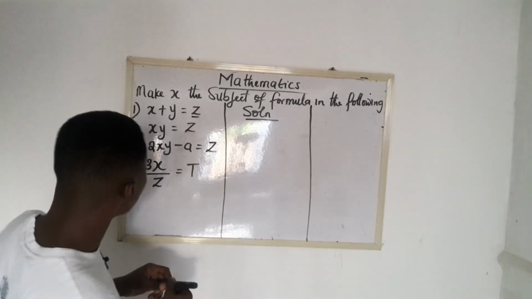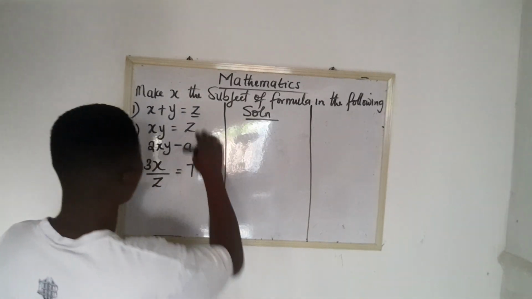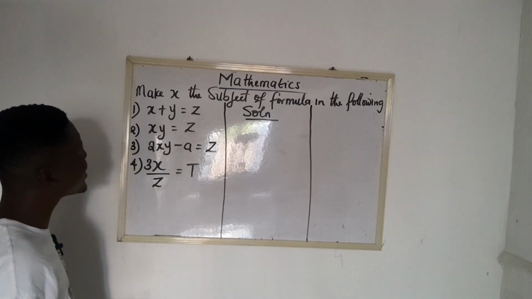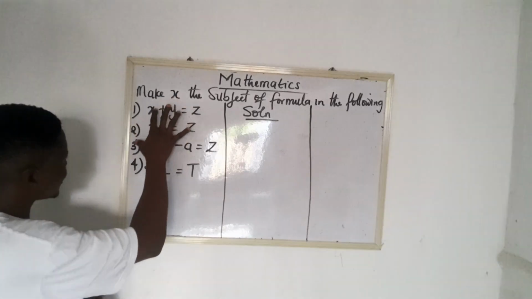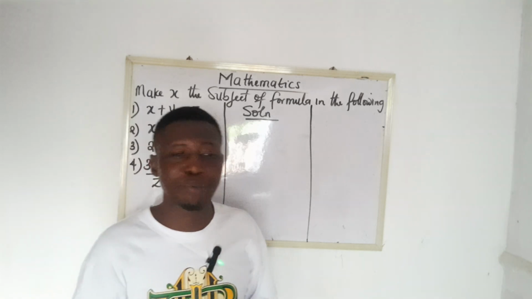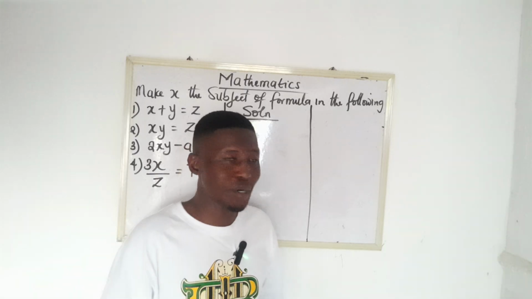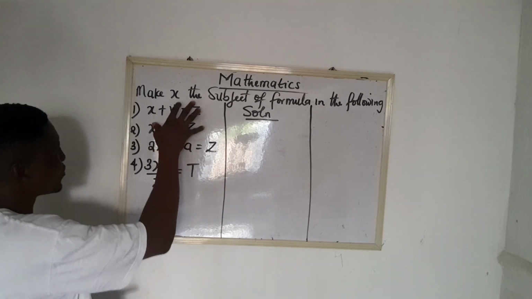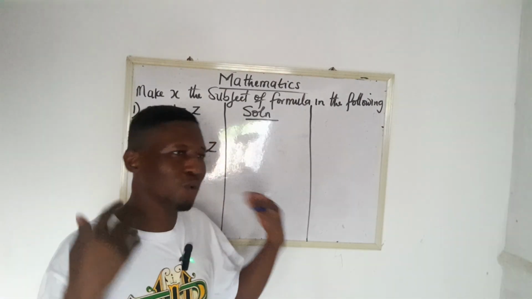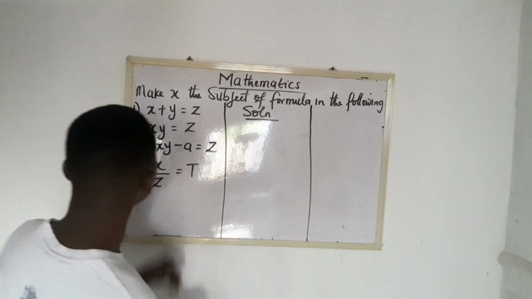But the question says that we should make X the subject of formula in the following questions, of which number 1 is X plus Y equals Z. Why I highlighted these simple questions is that sometimes it is very important to understand the basics of mathematics. When we understand the basics, other things fall into place. So I'm going to take it from the simplest, then we'll move on to some of the tougher questions, and so on and so forth. So let us start with number 1.